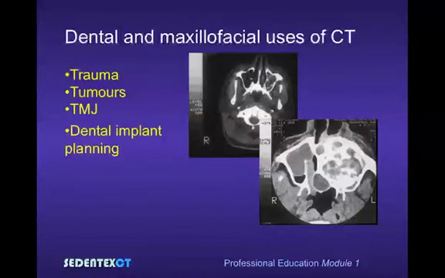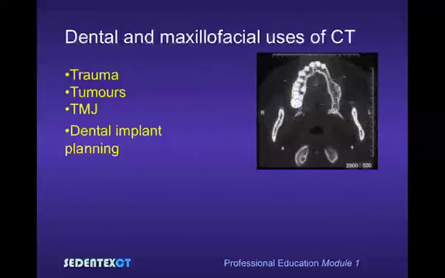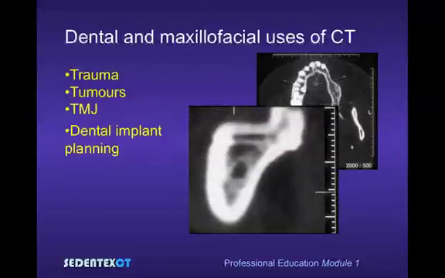What are the dental and maxillofacial uses of CT scans? Well, they've been used widely in hospital practice for trauma, tumours, and for the temporomandibular joint. But probably where most dental practitioners would come across CT scans is in its use for dental implant planning in order to produce cross-sectional images of the jaw to help in selecting the most appropriate size and length of implant to use on a particular patient.